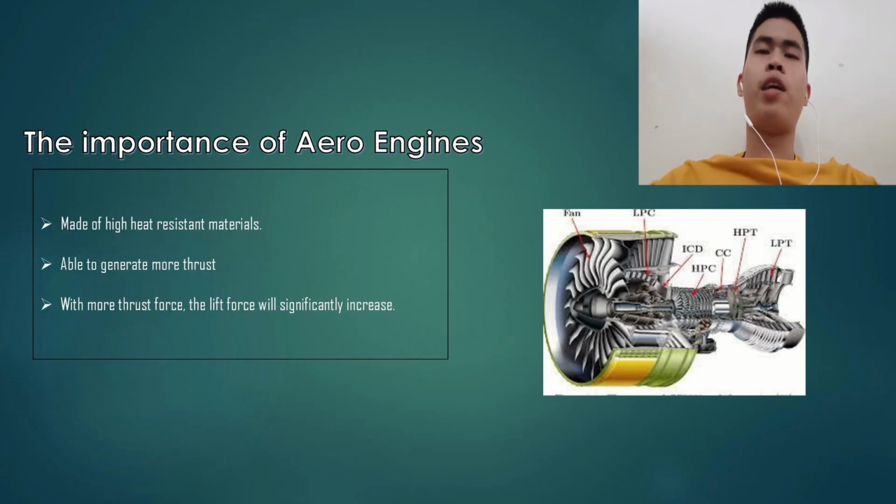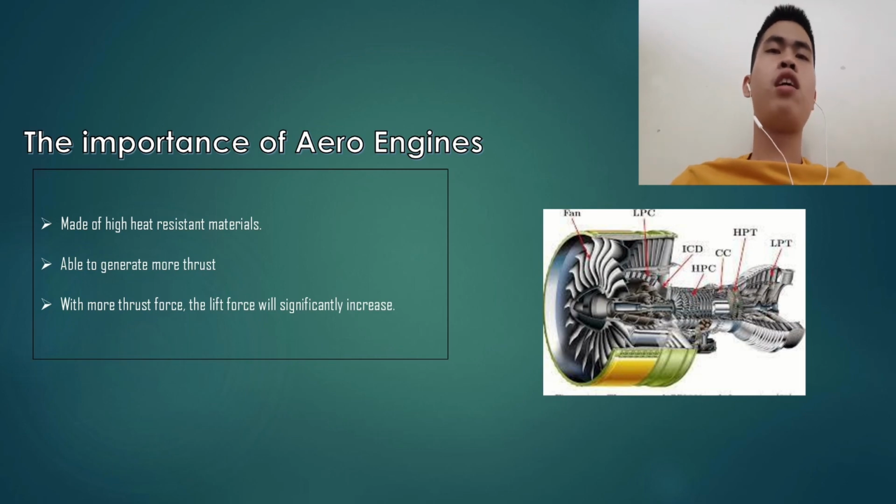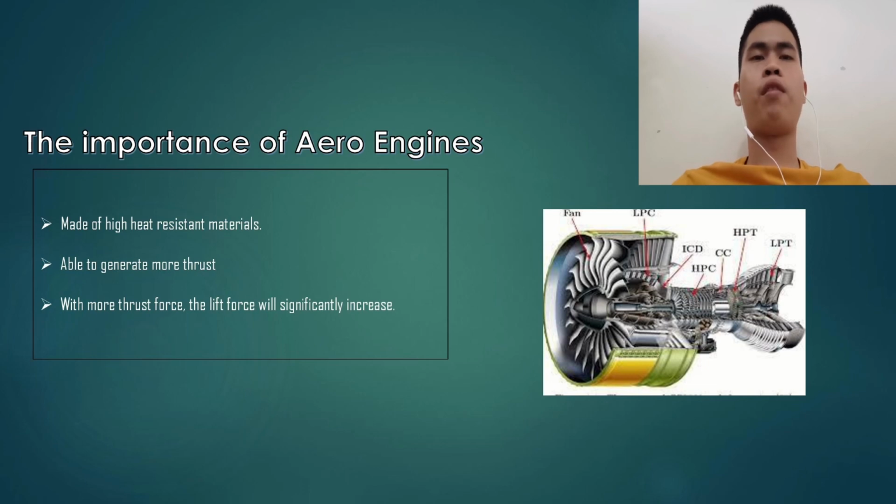Next, what is the importance of an aero engine? Well, first of all, the aero engine is made of high heat resistant materials. Only the best materials such as carbon fiber, Kevlar, and fiberglass are used in this design. With this being said, the engine will be able to generate more thrust to provide the aeroplane with high velocity. The higher the thrust force, the higher the lift force.